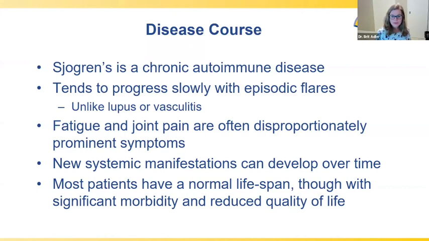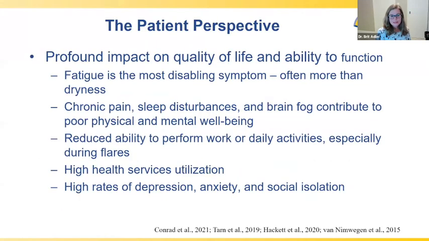Patients with Sjögren's do have a normal lifespan, although the disease does cause significant morbidity and reduced quality of life. From the patient perspective, Sjögren's is a profoundly disabling disease and really does reduce quality of life dramatically. Studies consistently show that fatigue is the most disabling symptom among patients, often even more so than dryness, and it can be very life-limiting.